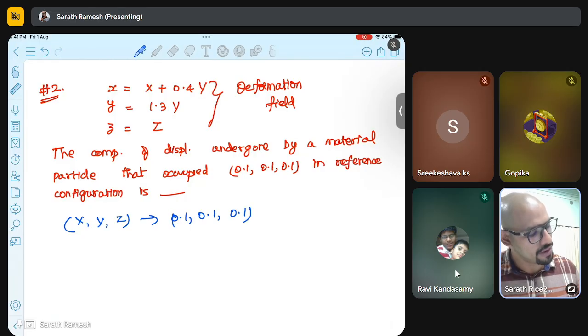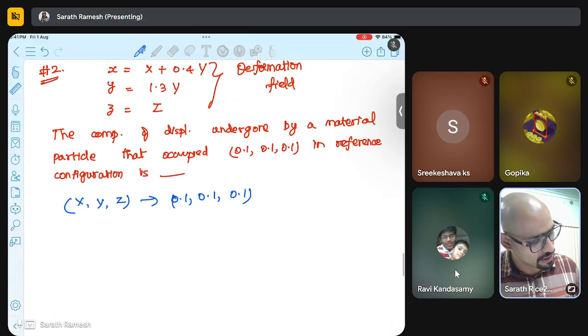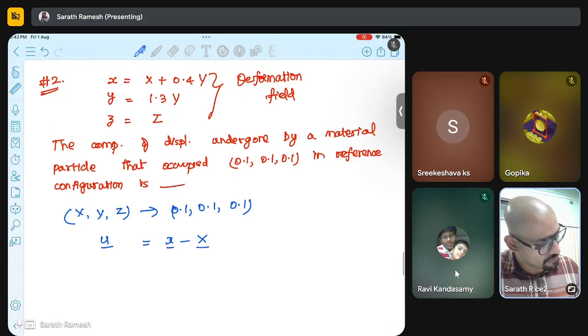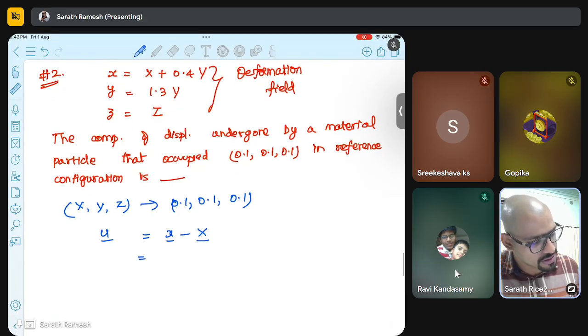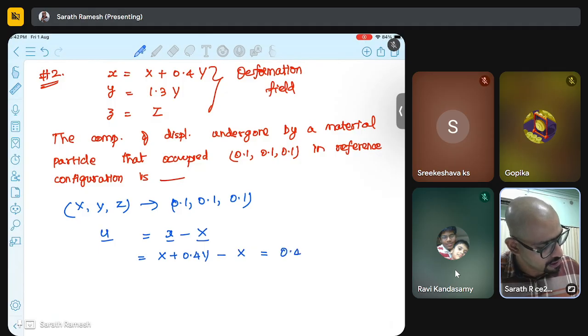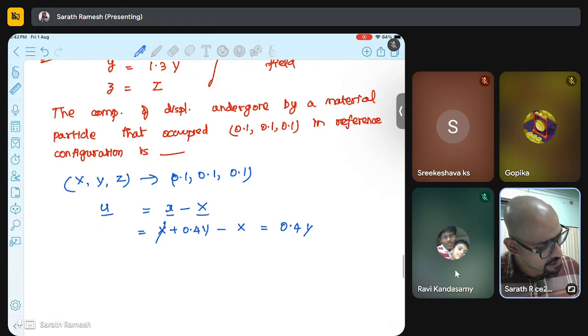First we need to find the displacement vector, that is u vector. So displacement vector is what? Small x minus capital X. They have given small x in terms of capital X, capital Y, capital Z, so directly we can substitute it here. Capital X plus 0.4 capital Y minus capital X, so this is equal to 0.4 capital Y. Capital X and this cancel. This is the x component.